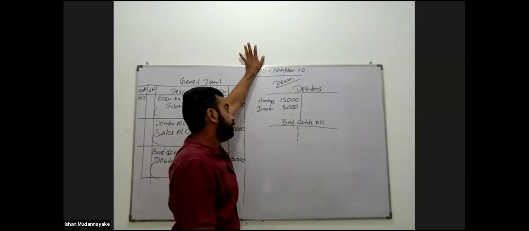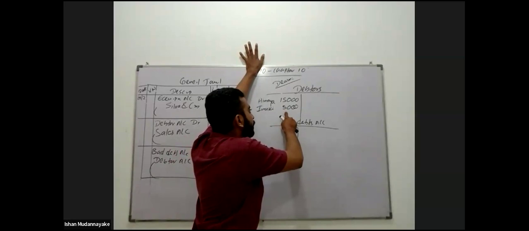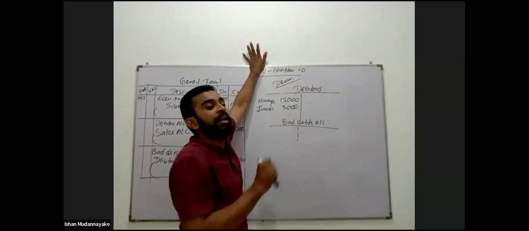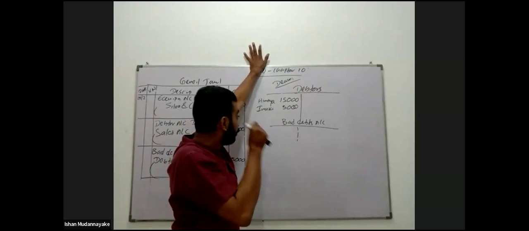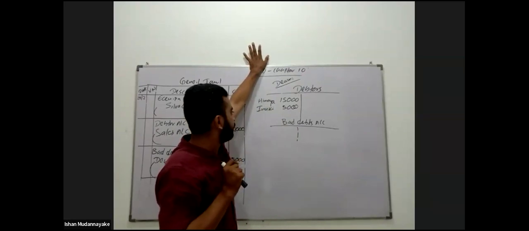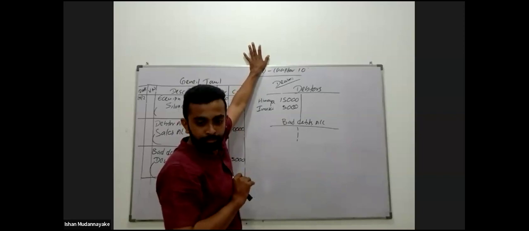Then this 5,000 should be recognized as bad debts. Bad debts means unrecoverable balance. From this letter, now Devi cannot recover 5,000. Himalaya agreed to pay 15,000, no issue, no problem. But Inuki is missing from Sri Lanka.